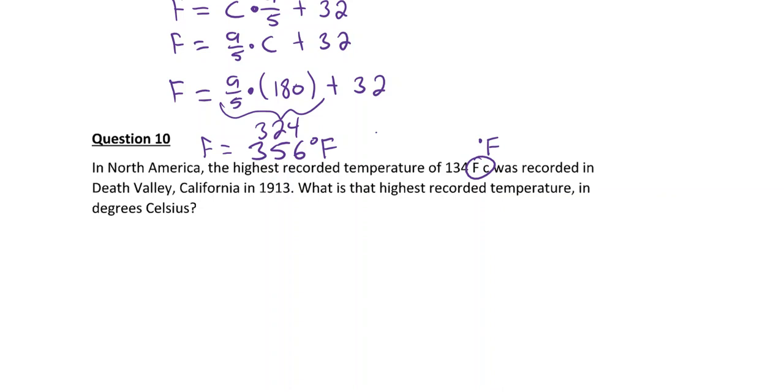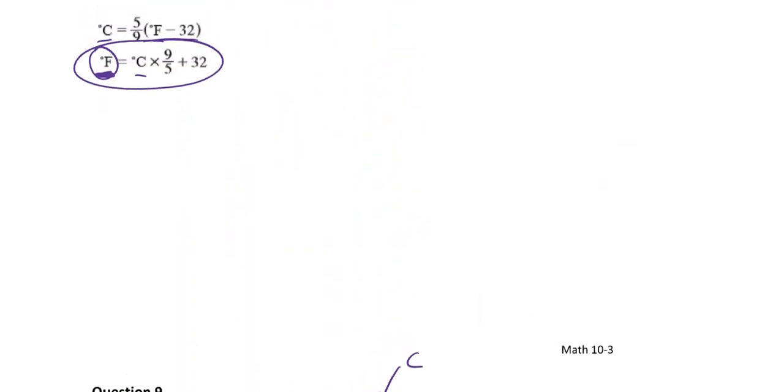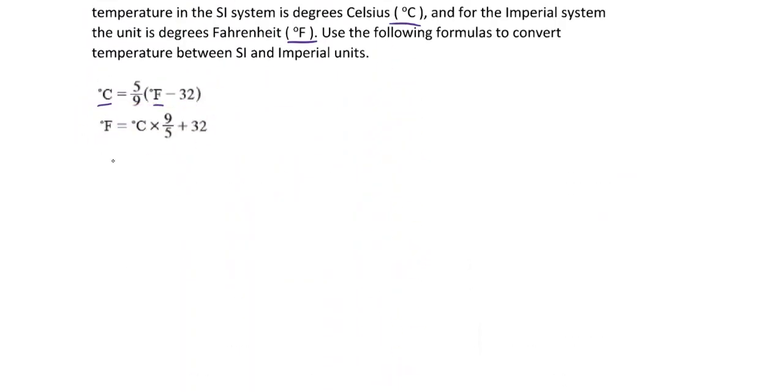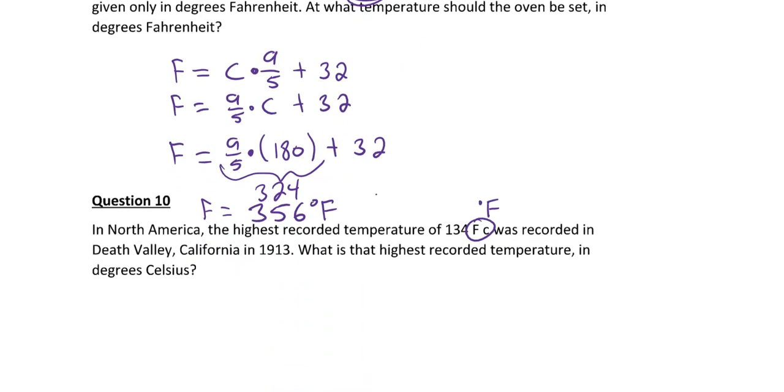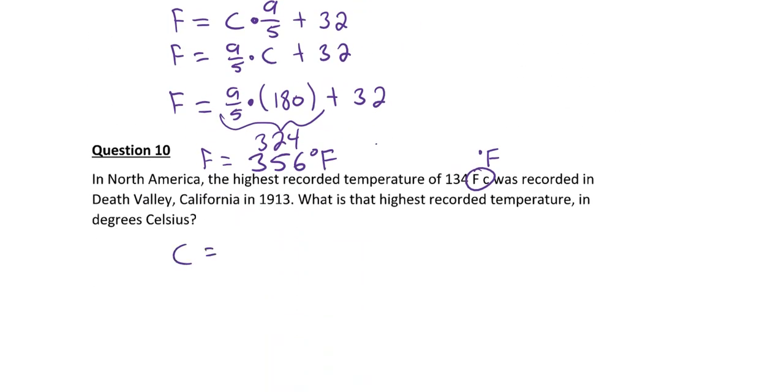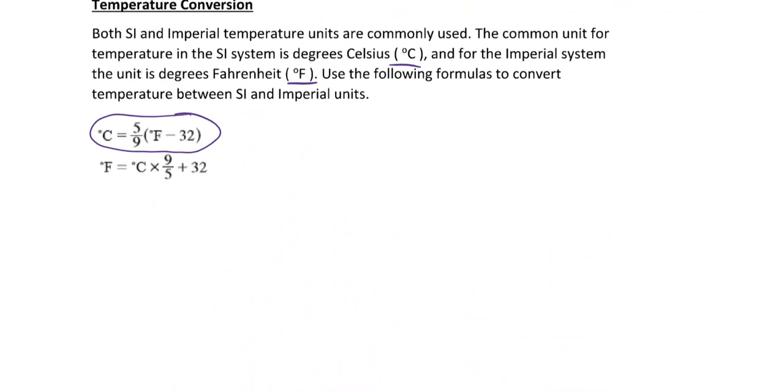So in North America, the highest recorded temperature, 134 degrees Fahrenheit, was recorded in Death Valley, California in 1913. What is the highest recorded temperature in degrees Celsius? So this just requires that we use the other equation now, right? So we'll use this guy. Okay, so Celsius is equal to 5 over 9, bracket, and then Fahrenheit minus 32.